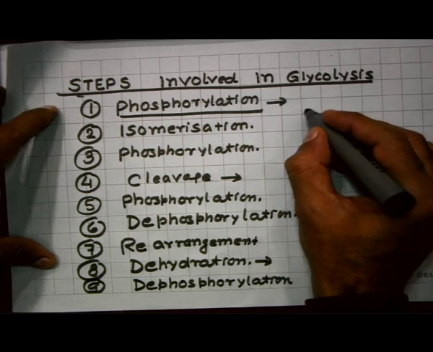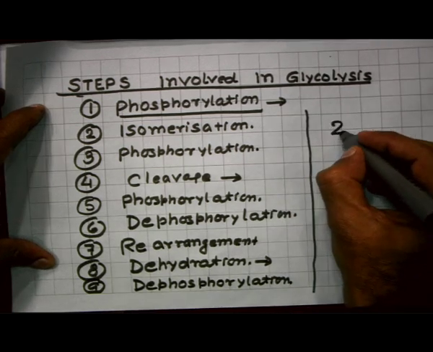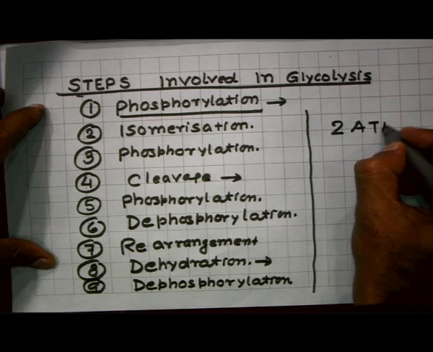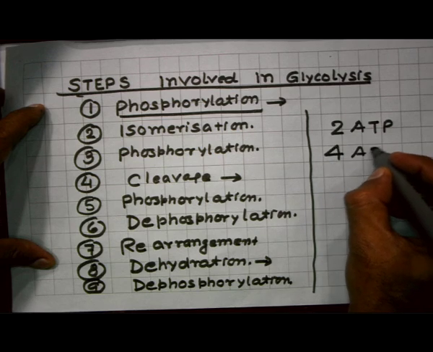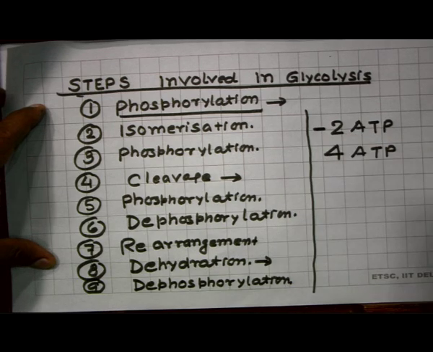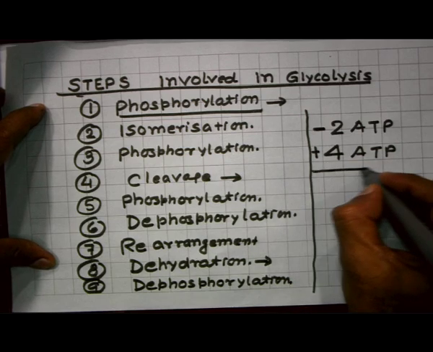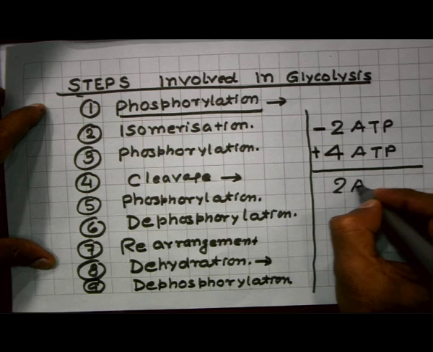These entire steps require 2 ATP and produce 4 ATP. So, 2 ATP is lost and 4 ATP is formed. So, the total gain is 4 minus 2, that is, 2 ATP is formed.